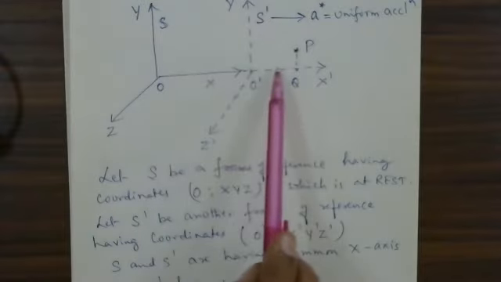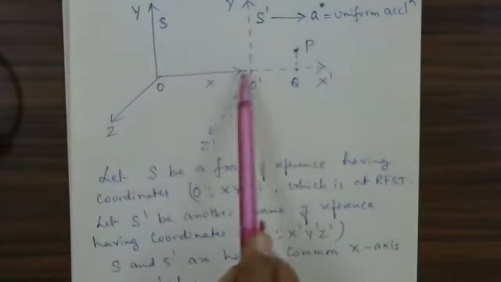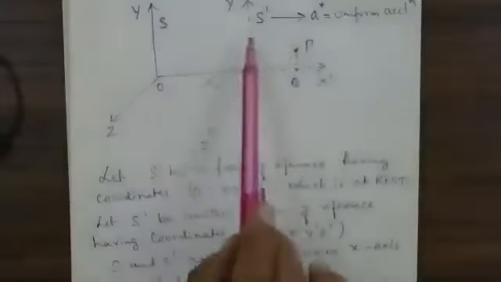S is having coordinates, O is the origin, X, Y, Z. S dash is having the coordinates O dash, X dash, Y dash, Z dash, where Y dash axis is parallel to Y, Z dash axis is parallel to Z. These two axes are parallel to each other, and it is having a common x-axis. Up to here, hoping that you have understood.